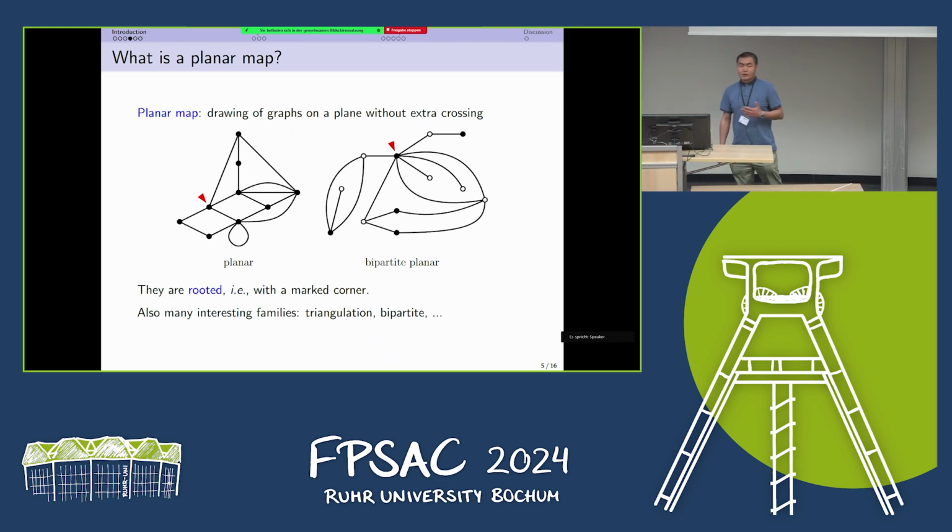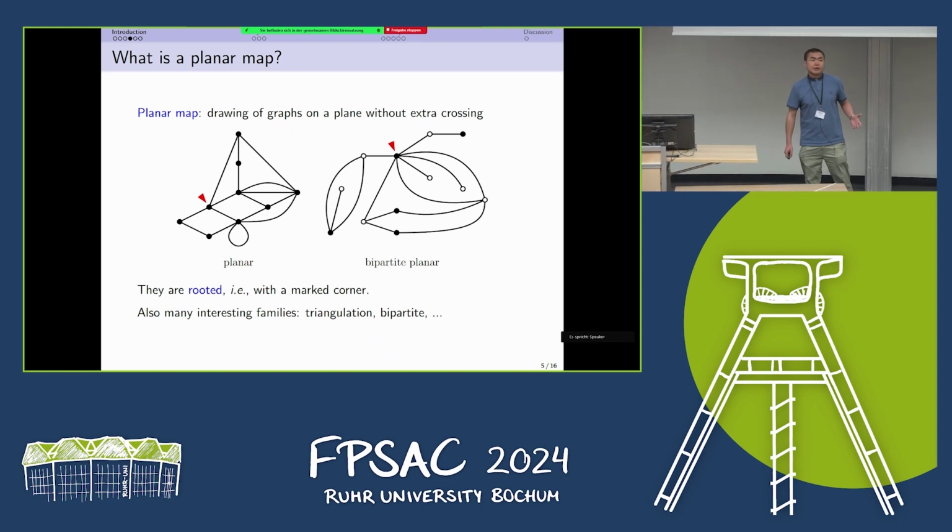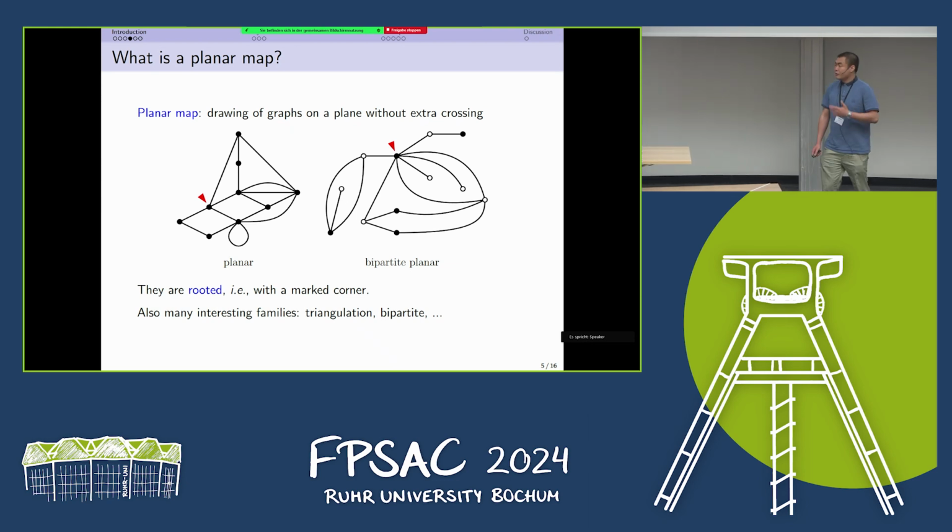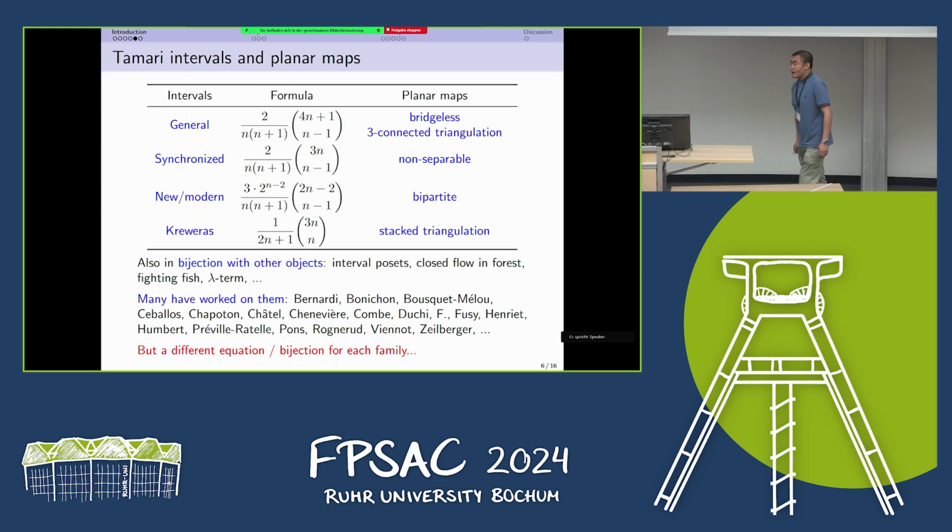And because they are drawings of graphs, notions in graph theory naturally apply. So we can consider, for example, triangulations, meaning that all the faces are of degree 3, or bipartite maps, which means that the graphs themselves are properly two-colored on the vertices. And all the families I talked about are in bijection with some kind of family of planar maps, which can be summarized in this very large table, and we also have their formulas, which are also very simple.